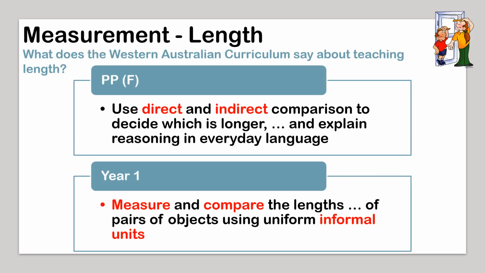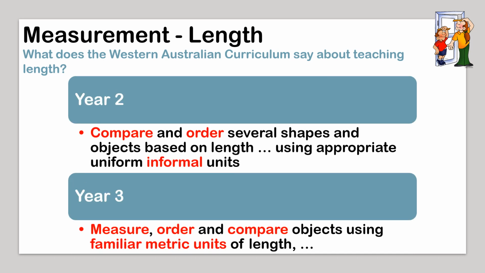So what does the curriculum say about length in pre-primary and foundation years? We use those ideas of direct and indirect comparison to decide which is longer and explain in everyday language, and we'll unpack direct and indirect a little bit more in our tutes. Year one, they measure and compare the lengths of pairs of objects using informal units. Uniform informal units, beg your pardon. Year two, those keywords: compare and order, and informal units.